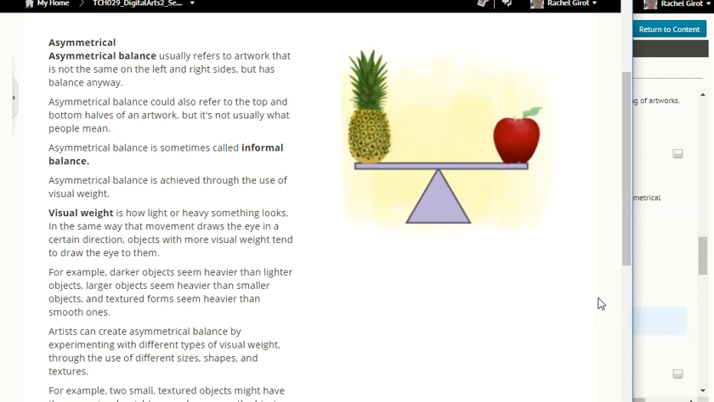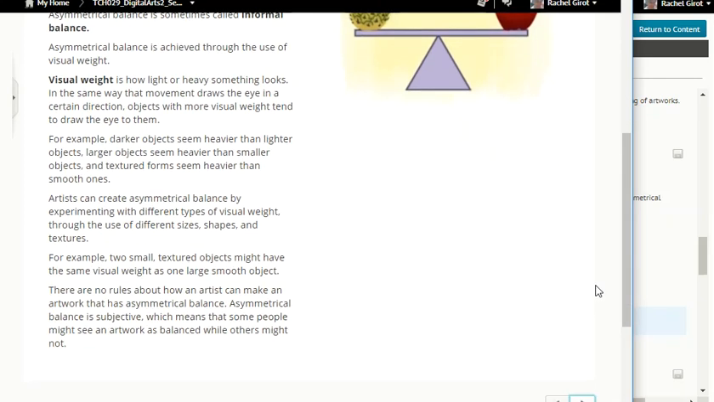In the same way that movement draws the eye in a certain direction, objects with more visual weight tend to draw the eye to them. For example, darker objects seem heavier than lighter objects. Larger objects seem heavier than smaller objects, and textured forms seem heavier than smooth ones. Artists can create asymmetrical balance by experimenting with different types of visual weight through the use of different sizes, shapes, and textures. For example, two small textured objects might have the same visual weight as one large smooth object.